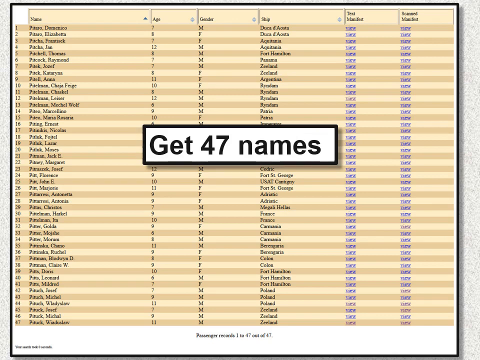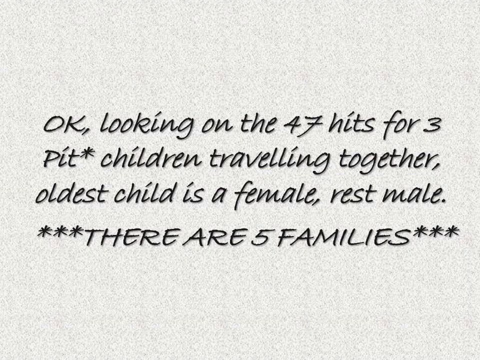And I get 47 names. That's pretty small. Now just remember, there are no adults on this list since I only asked for children between specific ages. Okay, looking at the 47 hits for 3 PIT children traveling together, oldest child is a female, rest male. And I could set up the results so I can see this. And there are 5 families.